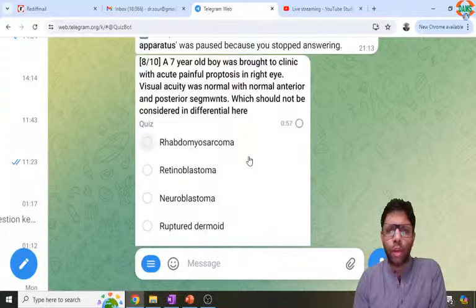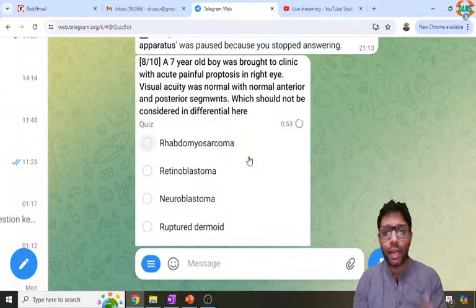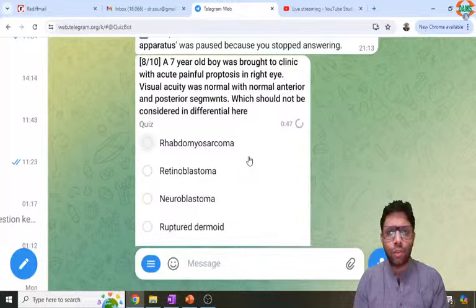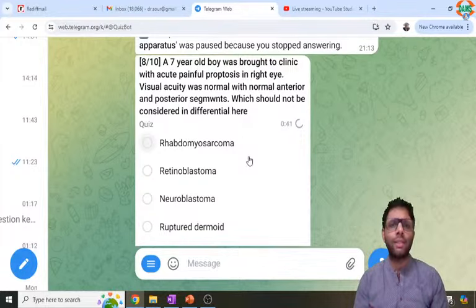A 7-year-old boy was brought to the clinic with acute painful proptosis. You should know a child with proptosis. I give a chart in the class. It's a very, very important question. Acute painful proptosis in the right eye, visual acuity was normal and normal anterior and posterior segment. Means something is not inside the eye. If something is not inside the eye, you should rule out retinoblastoma.